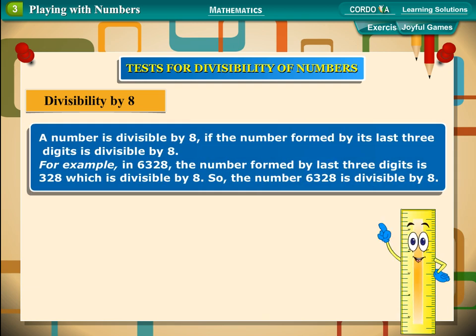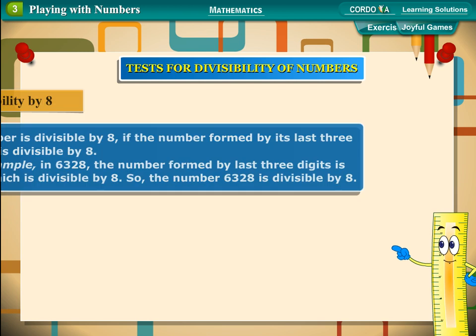Divisibility by 8. A number is divisible by 8 if the number formed by its last three digits is divisible by 8. For example, in 6328, the number formed by the last three digits is 328, which is divisible by 8. So the number 6328 is divisible by 8.